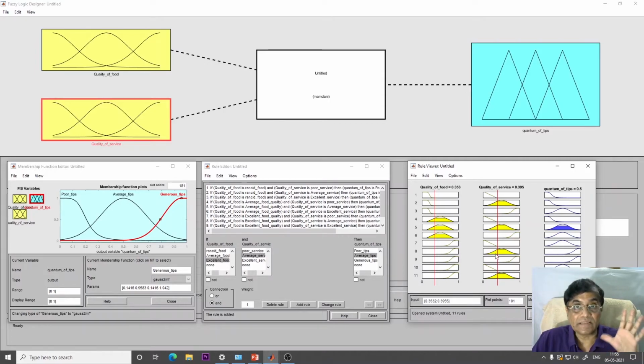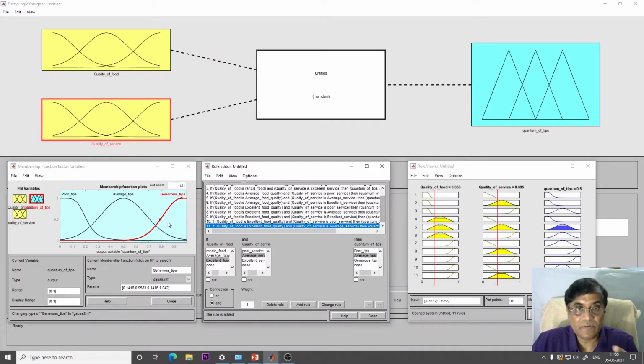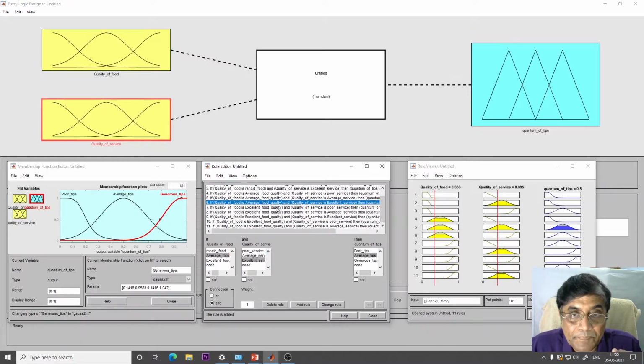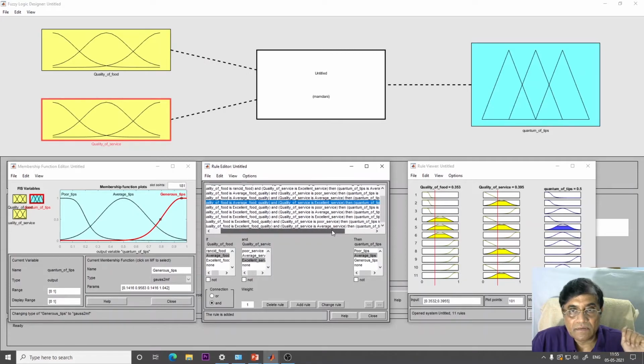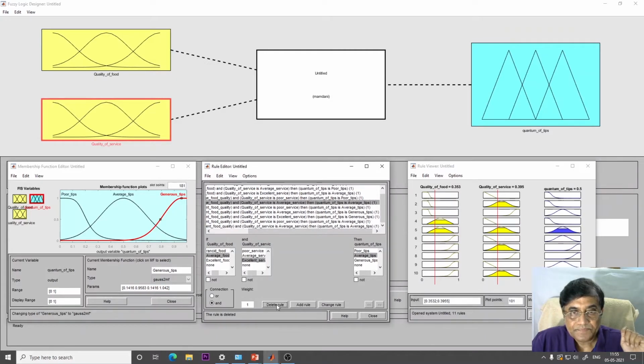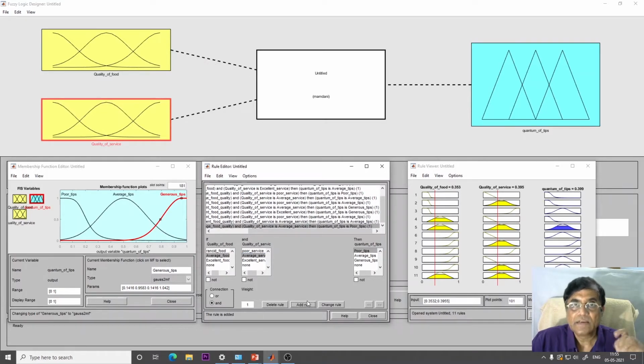If it is not giving you a good result, then what you will have to do? You will have to come back. Perhaps you have written some rules which are not appropriate. Say if the quality of food is average and the quality of service is excellent, then you have given average, right? So you can just delete that rule, and maybe you can replace it by quality of food average and quality of service average. In that way, you see, design is an iterative process, right? So you will have to iterate.